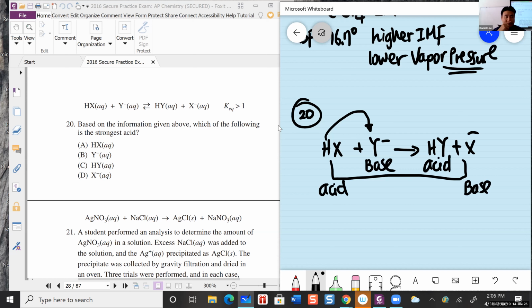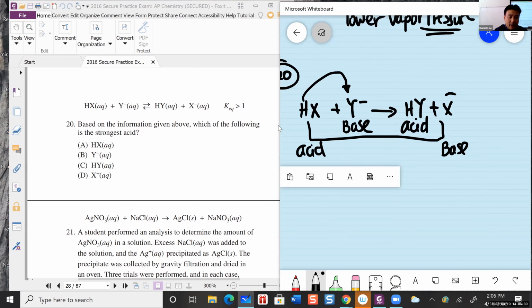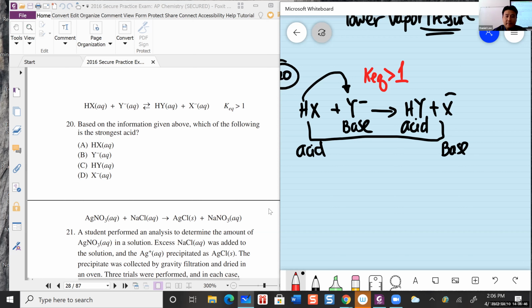So there are two acids, and there are also two bases. As with every single acid and base reaction that donates a proton, there's going to be two acids, one on each side, and two bases, one on each side. Now to tell which acid is stronger, you look at the equilibrium constant. Because the equilibrium constant is greater than one, that means equilibrium shifts to the right side, the products are favored, okay? Equilibrium will shift favorably to the right because K is greater than one, there's more product.